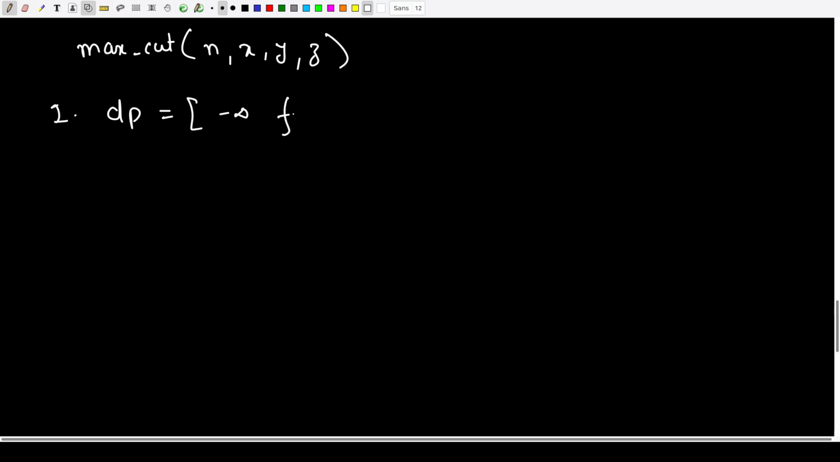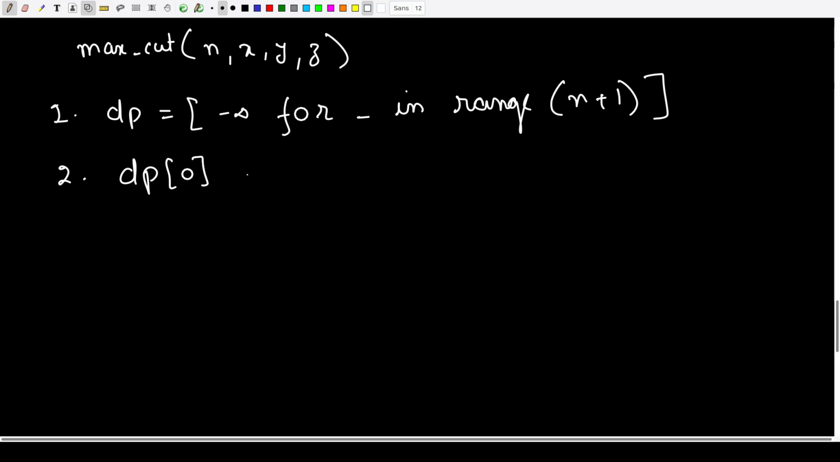Now let us discuss the pseudocode of this problem. So let us say we want to find the maximum cut, and n, x, y and z are given to us. The first thing we are going to do is take a dp table, and the initial value of this dp table will be minus infinity. And what is the size of this dp table? Well, the size of this dp table is n plus 1. Then let us initialize our base case. So dp of 0 will be equal to 0. And then we are going to use the bottom-up approach of dynamic programming in order to solve this problem.